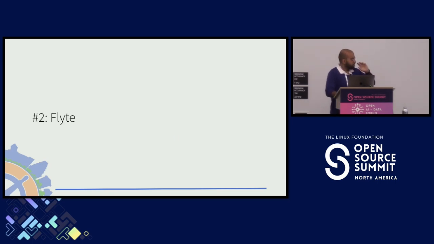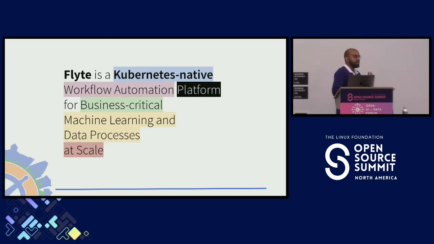So we are introducing Flyte. What is Flyte? Flyte is a Kubernetes native workflow automation platform for business critical machine learning and data processing at scale. We have a lot of words, and I have highlighted a lot of words here. So what is Kubernetes native? We can run the propeller inside Kubernetes so that all the MLOps part is run on Kubernetes as pods.